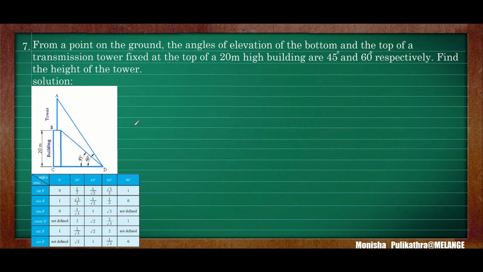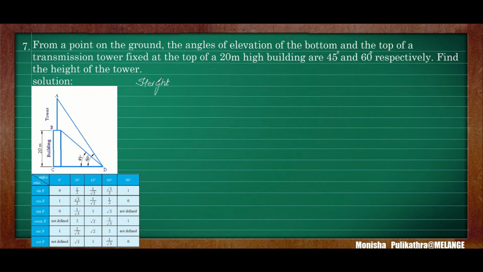Moving on to the seventh problem. From a point on the ground, the angle of elevation of the bottom and top of the transmission tower fixed on the top of a 20 meter high building. So the height of the building is 20 meter.